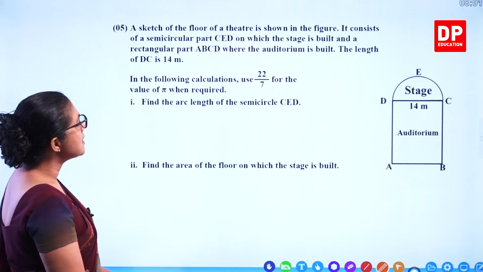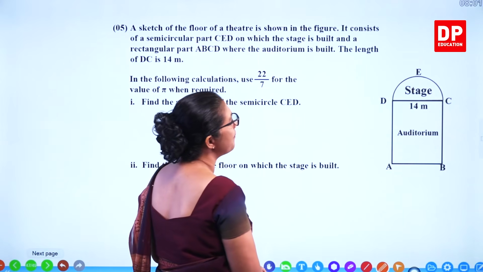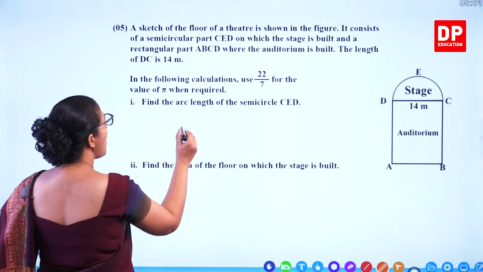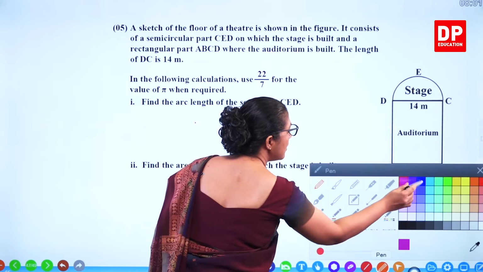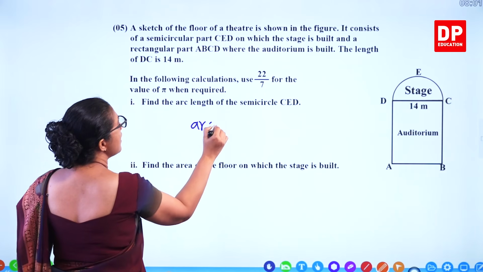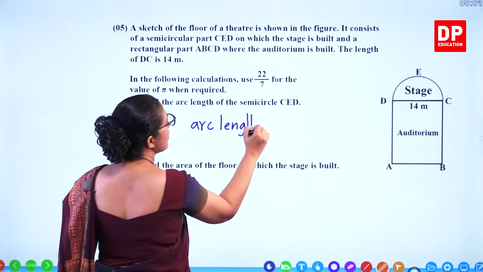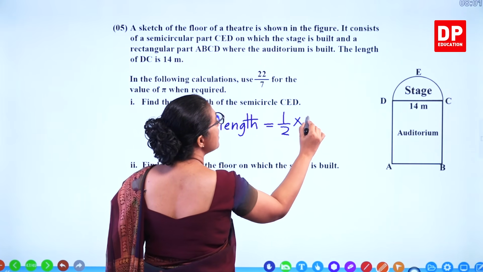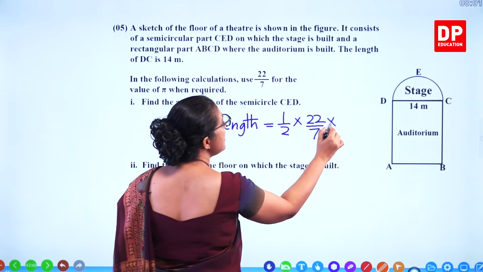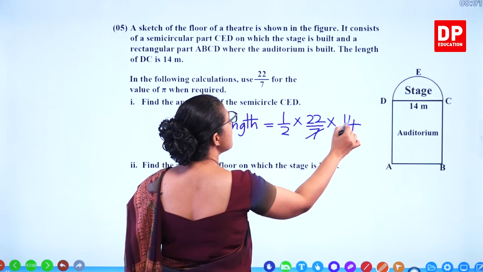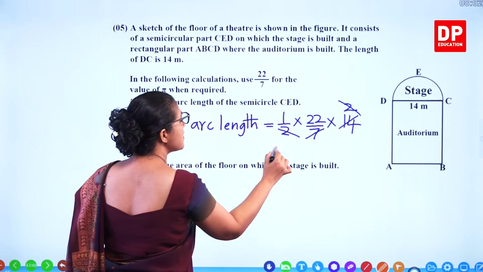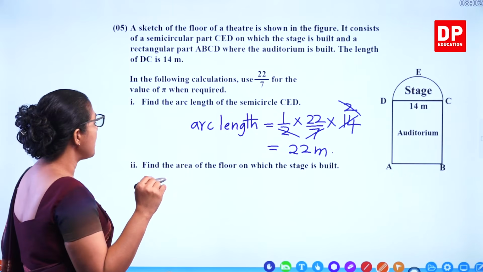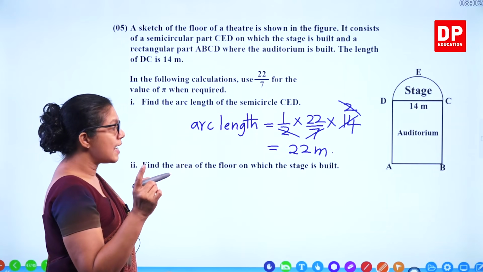Find the arc length of the semicircle CED. So that's a semicircle. Diameter is 14. So how do you find out the arc length? So I can find out arc length using half pi d. Pi is 22/7. D is 14. 7 times 2 and 2 get cancelled out. That's 22 meters.